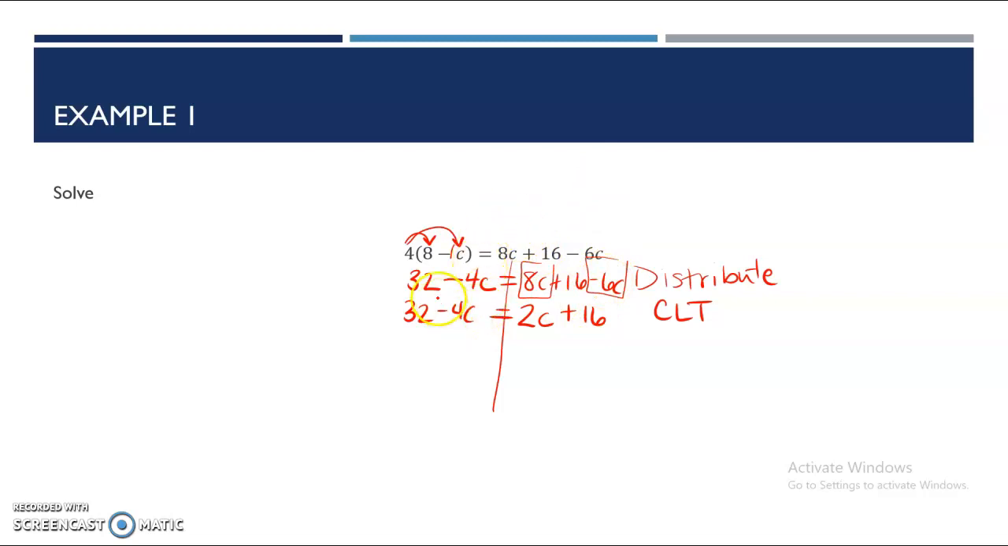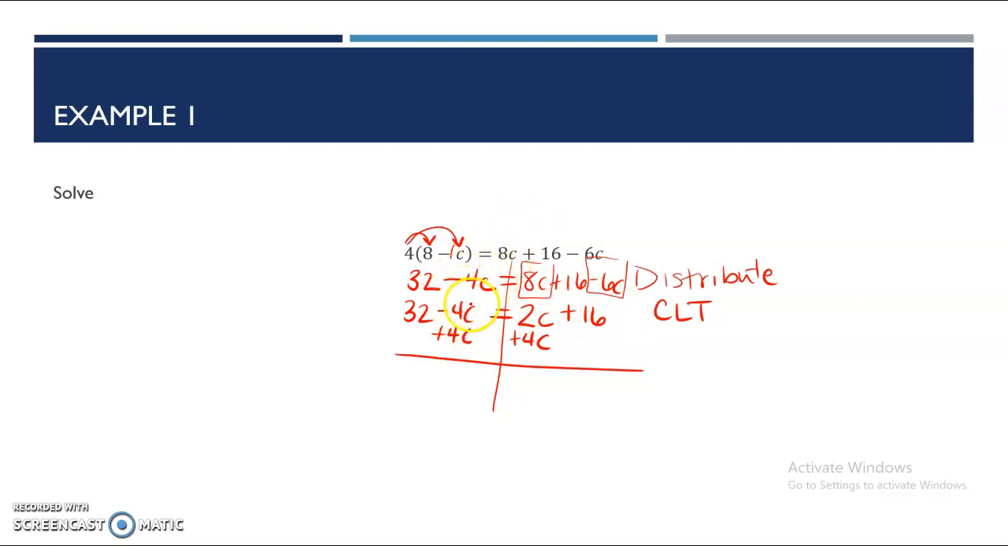So I always like to start with my letters. So I need to move my c's to the same side. This one's a negative 4c and this one's a positive 2c. So I prefer to make things positive. So where this is negative 4, I'm going to add 4c to both sides. If you decided to subtract 2c, you're fine. You're going to end up with the same answer in the end.